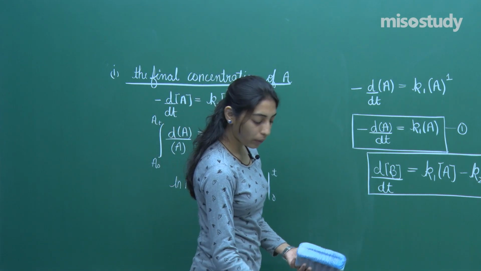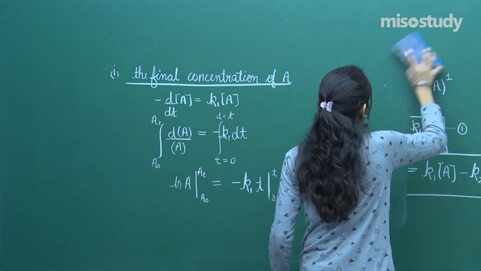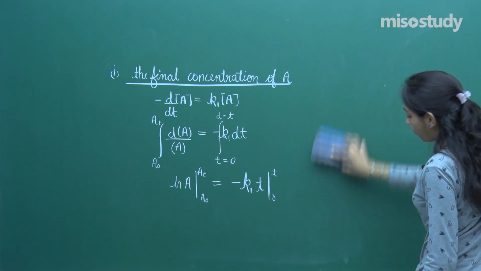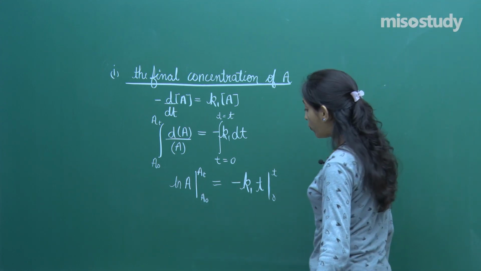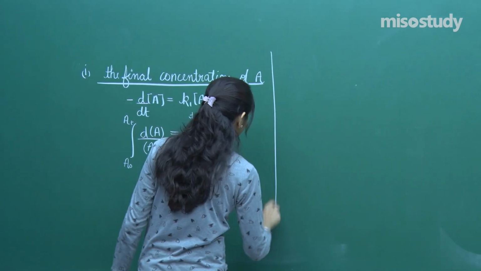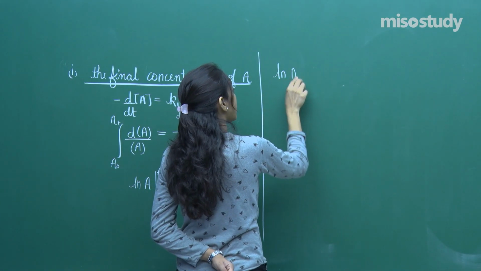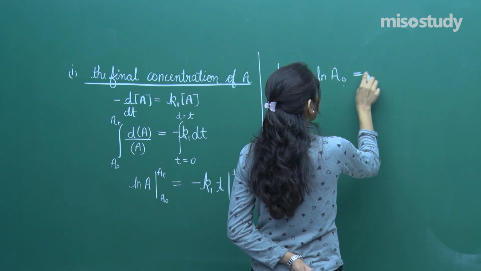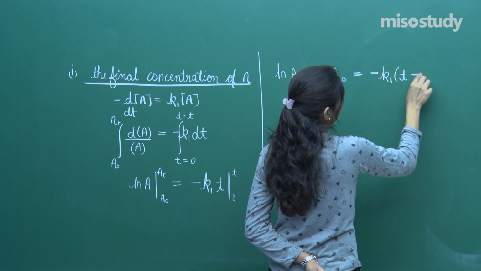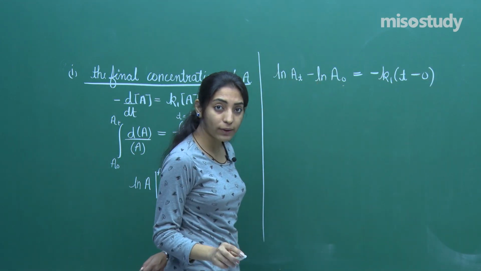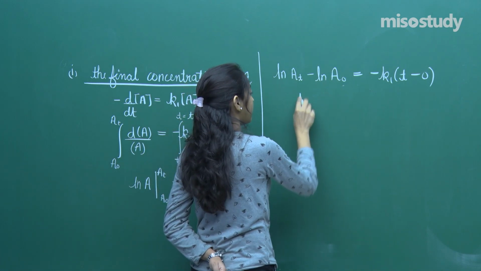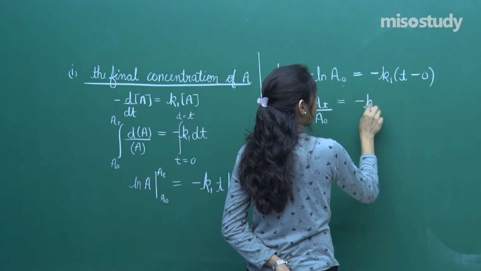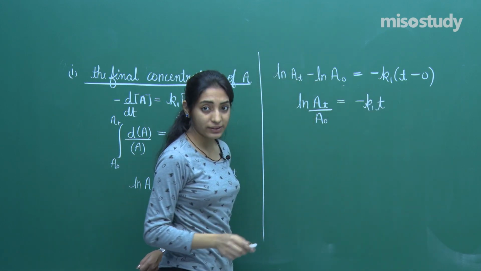Okay. So once you have kept the limits also, let us proceed further and try to get the answer to what should be the final concentration of A. Now when I move further, I can say that ln of At minus ln of A naught is equal to minus K1 t minus 0. Okay. So now I'll write ln A minus ln B, ln At by A naught is equal to minus K1 times t. Okay.